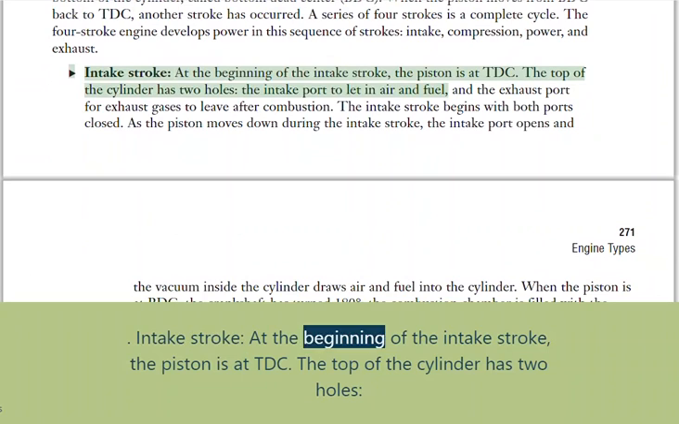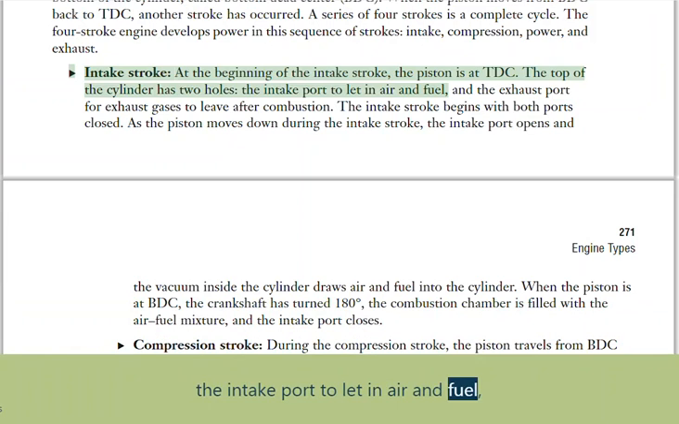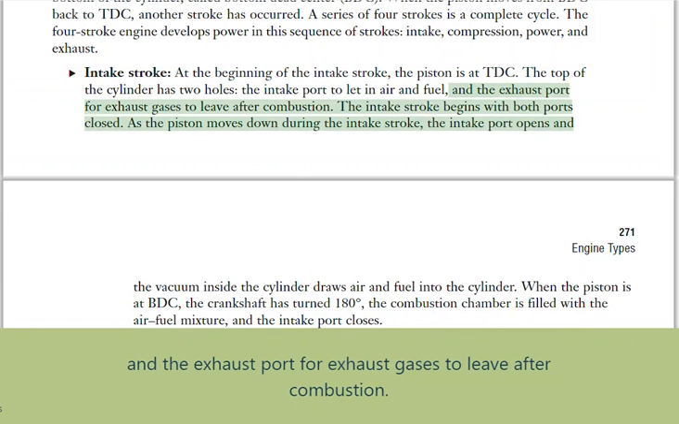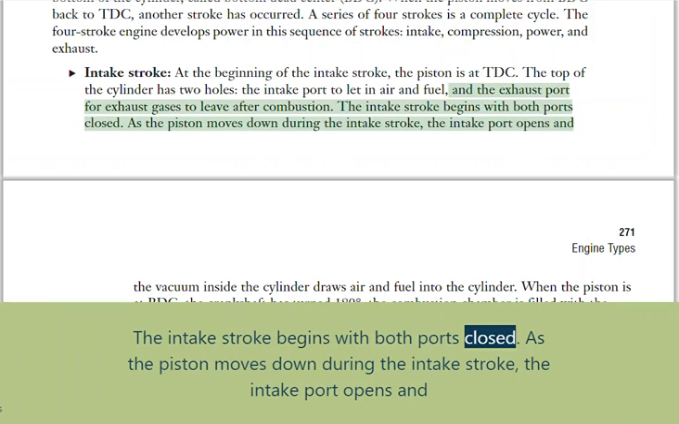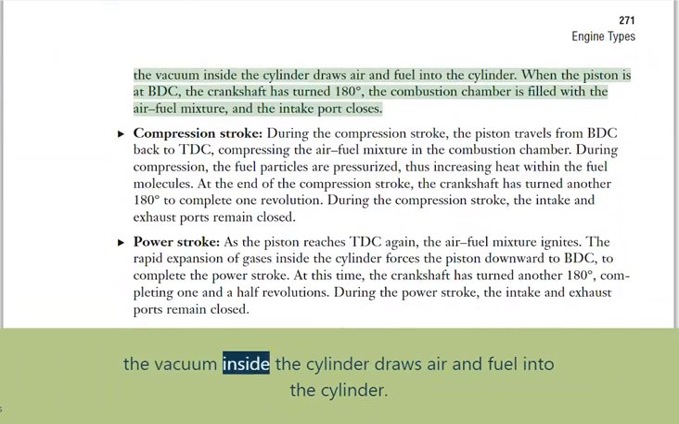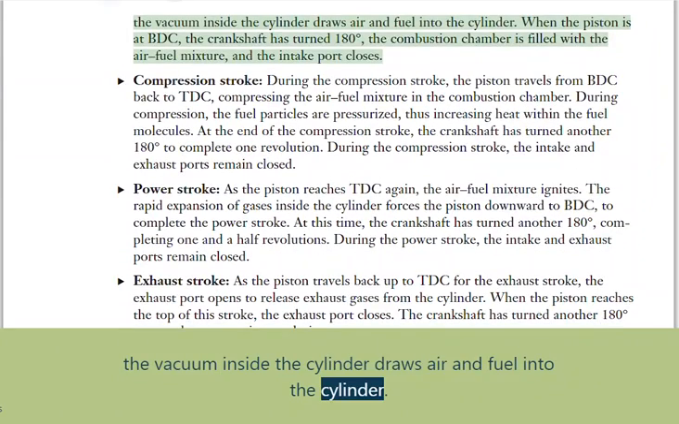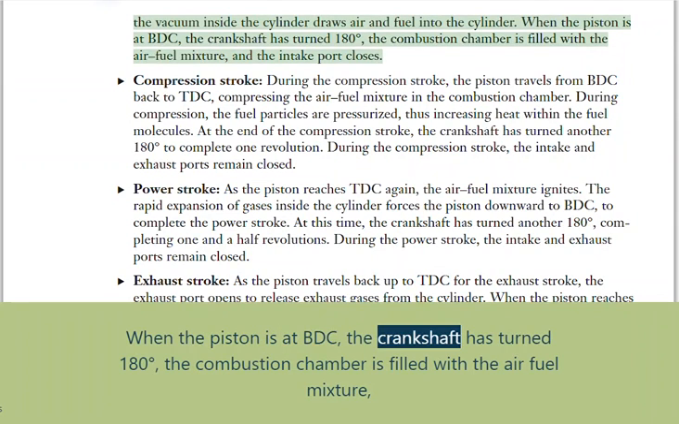Intake stroke. At the beginning of the intake stroke, the piston is at TDC. The top of the cylinder has 2 holes, the intake port to let in air and fuel, and the exhaust port for exhaust gases to leave after combustion. The intake stroke begins with both ports closed. As the piston moves down during the intake stroke, the intake port opens and the vacuum inside the cylinder draws air and fuel into the cylinder. When the piston is at BDC, the crankshaft has turned 180 degrees, the combustion chamber is filled with the air-fuel mixture, and the intake port closes.